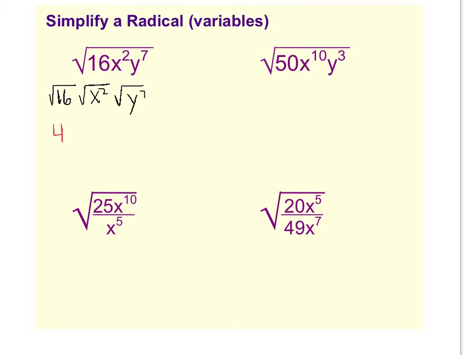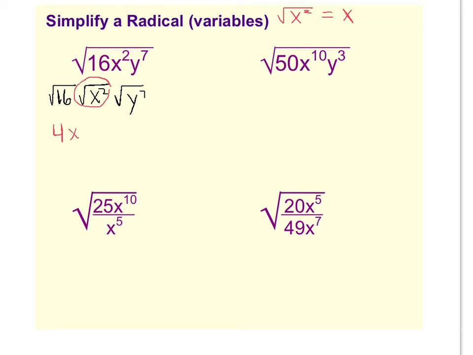Oh, I forgot to mention the thing that guides how we approach these problems with variables. We need to remember the square root of x squared always equals an x. So the square root of x squared equals x to the first power. So here I have a square root of x squared. That equals x.